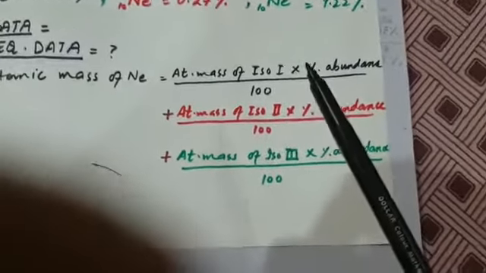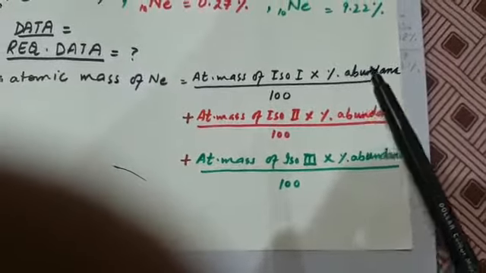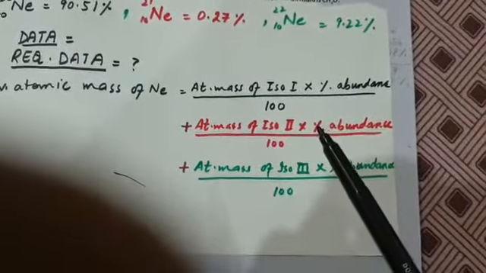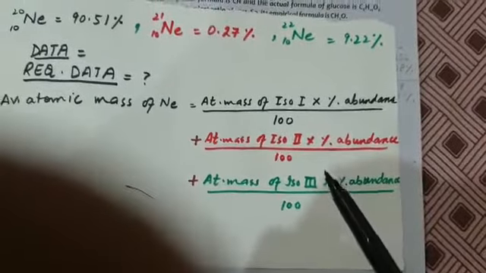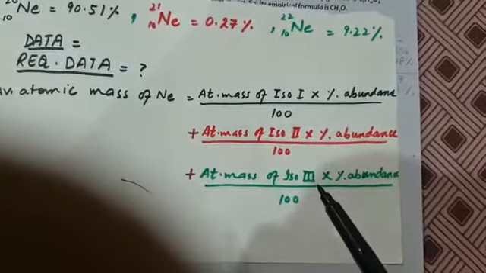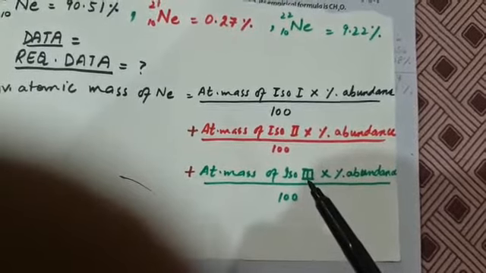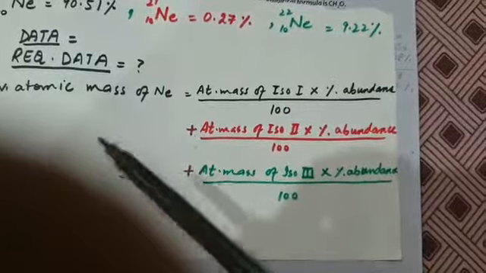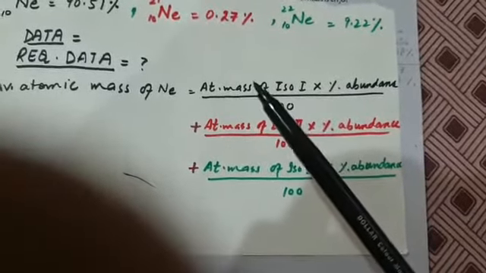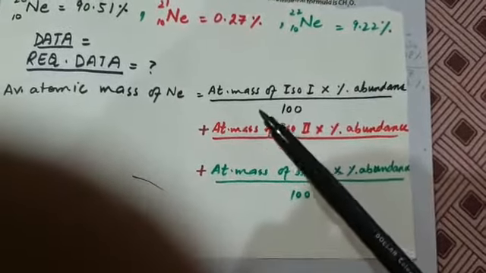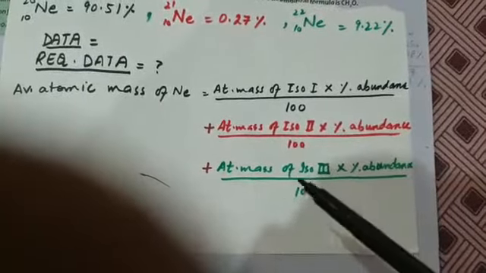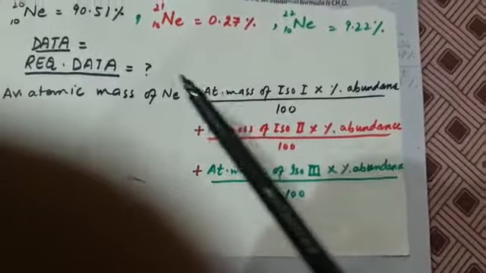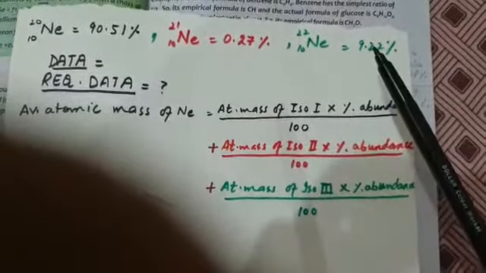The black part indicates that it's for isotope 1. The red part indicates that you will put the values for isotope 2, and the green part indicates the part of the formula which you apply for isotope 3. So you will apply the same formula as we applied in the case of chlorine and gallium, and you can calculate the average atomic mass of neon by taking information from the given data.